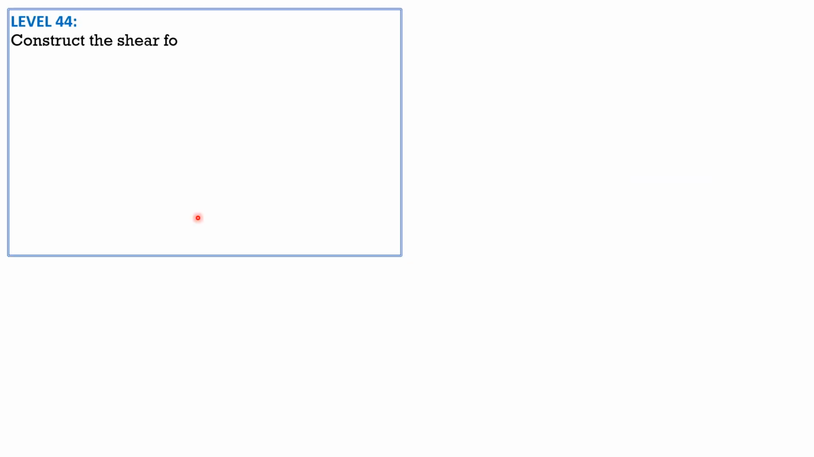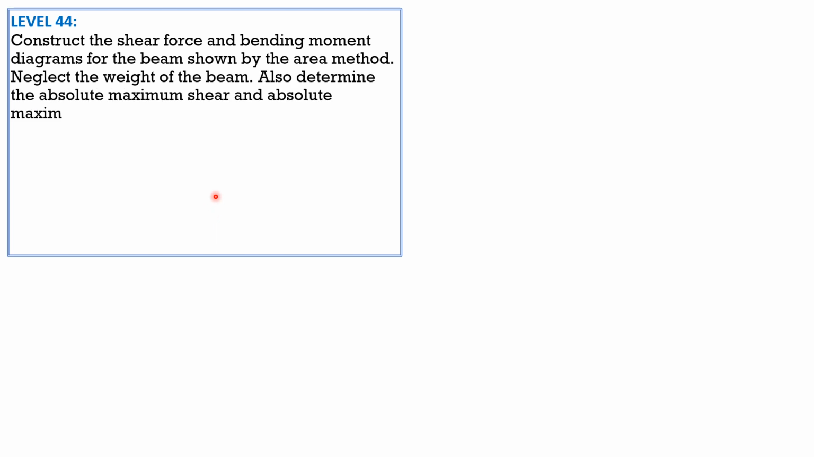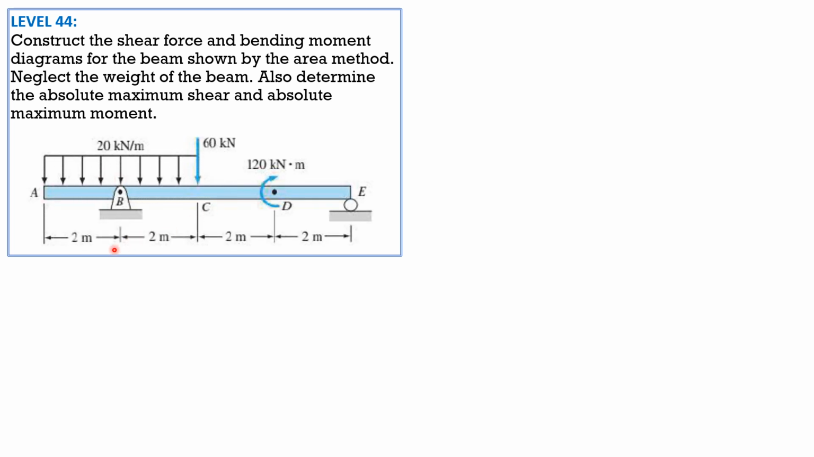Level 44, construct the shear force and bending moment diagrams for the beam shown by the area method. Neglect the weight of the beam. Also determine the absolute maximum shear and absolute maximum moment. So here is the given figure. Let's call the reaction at B as By and Bx is 0.